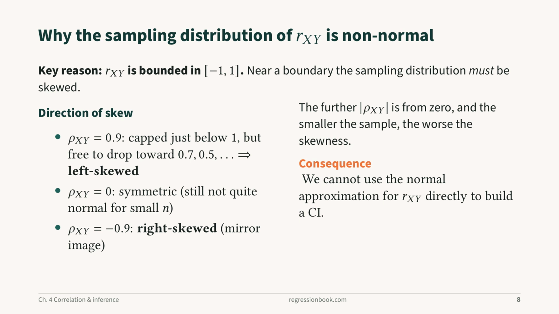Why the non-normality? Because the coefficient is trapped between -1 and 1. Suppose the true correlation is 0.9. Sample values are capped just below 1, but free to fall towards 0.7 or 0.5. So the distribution stretches leftward, left skewed. At 0, the distribution is symmetric, and at -0.9, the skew mirrors to the right. The further the truth from 0, and the smaller the sample, the worse it gets, and the consequence is blunt. No direct normal confidence interval.